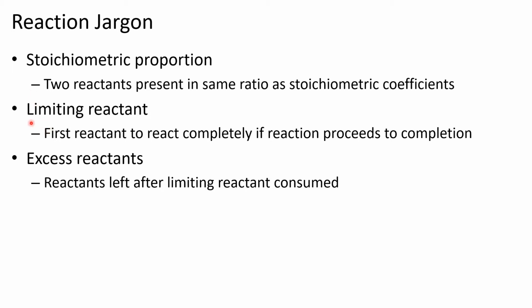Usually, 2 reactants are not present in stoichiometric proportion. There's an excess of one or another. The limiting reactant is the first reactant to react completely if the reaction were to proceed to completion, if we were to try to consume all the reactants. The excess reactants are those that are left after the limiting reactant is consumed. And we're going to go through several examples of this.